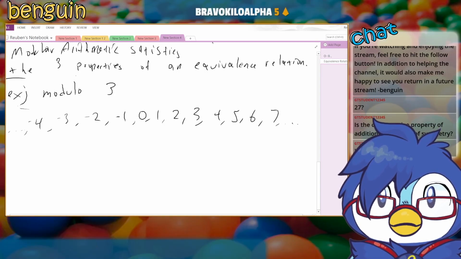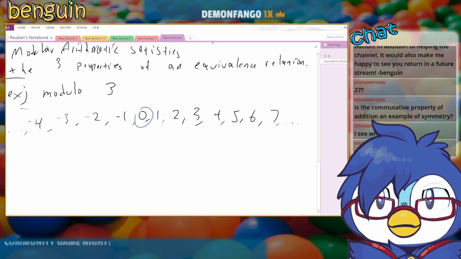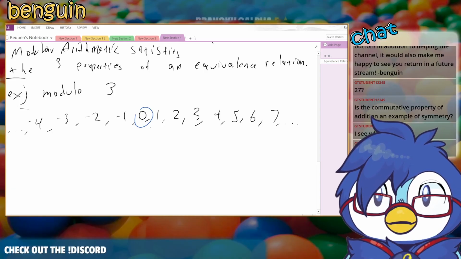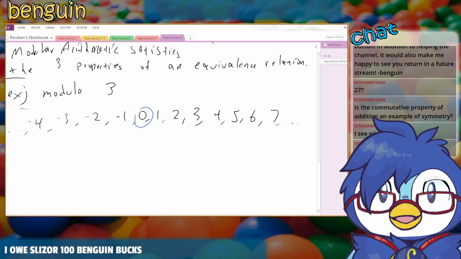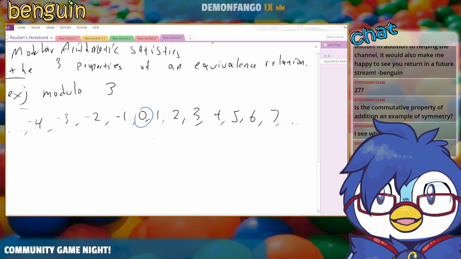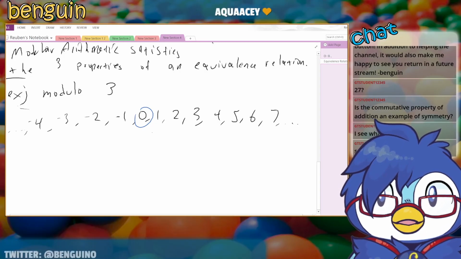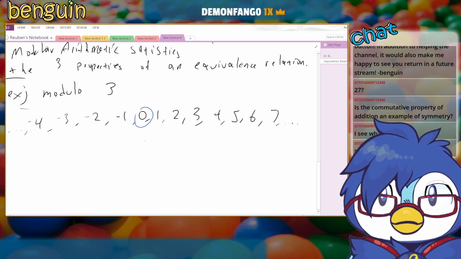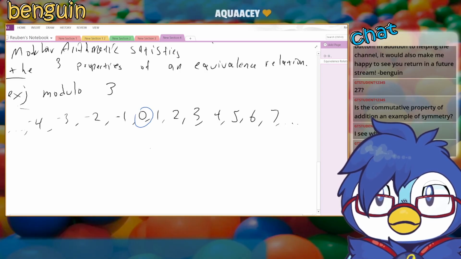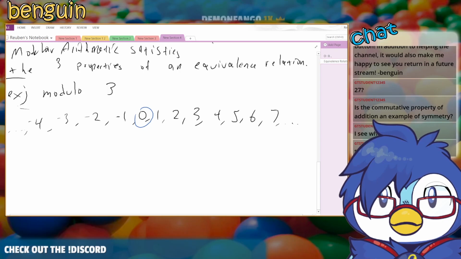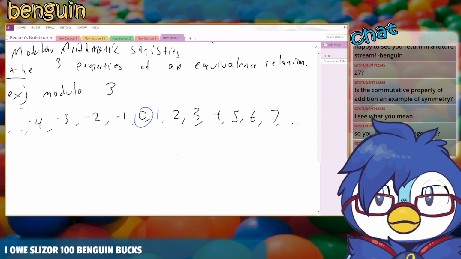Let me switch colors really quick. First, let's look at 0. You have three groupings. Let's first start with 0. I can look at everything that's equivalent to 0. When you divide by 3, the remainder is 0. So what are some other numbers that are equivalent to 0 modulo 3? Yeah, basically all the multiples of 3, exactly.